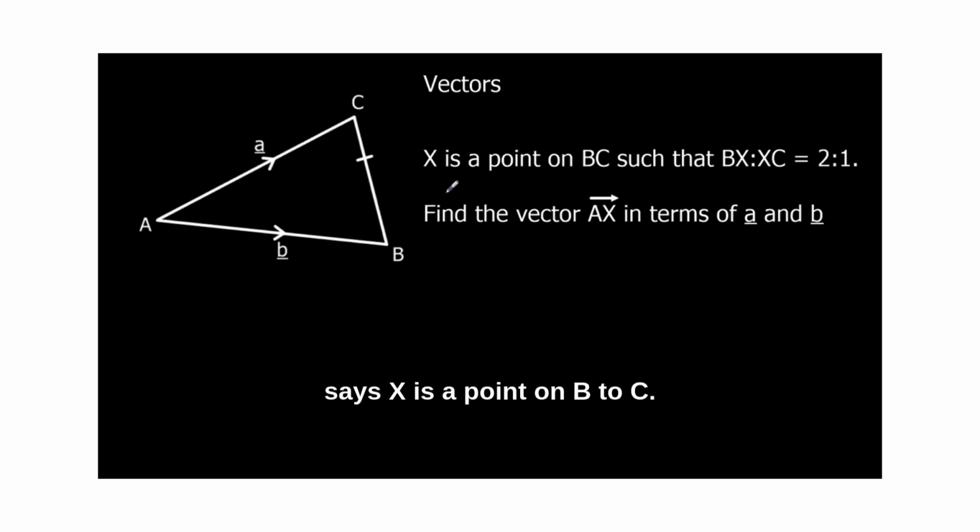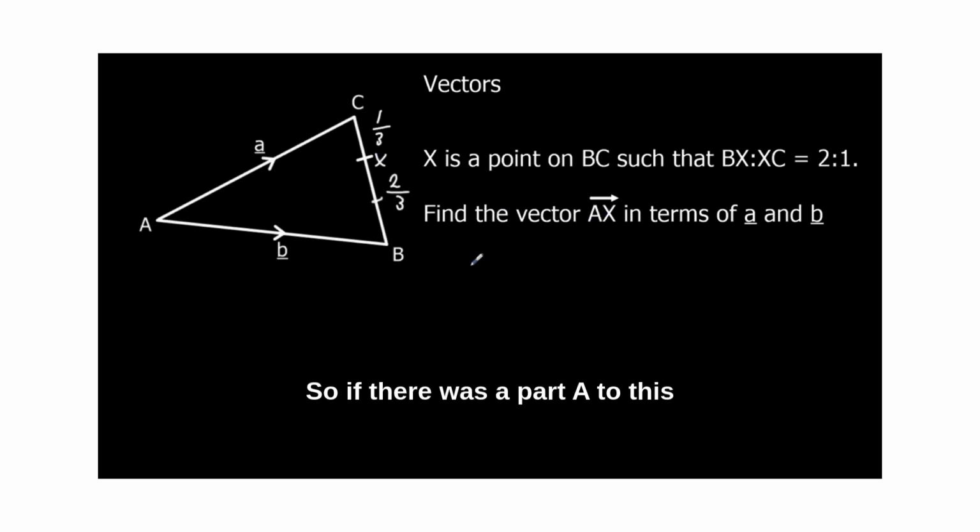Okay, this question says X is a point on B to C, so a point on here, such that B to X is 2 parts, and X to C is another 1 part. So this is 2 parts, this is 1 part. So we can say that B to X is 2 out of 3, 2/3 of the journey, and X to C is 1/3. So B to X is 2/3 of the whole line, B to C, and X to C is 1/3 of it. Okay, so we need to go from A to X.